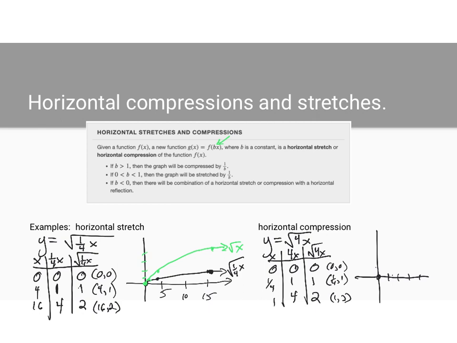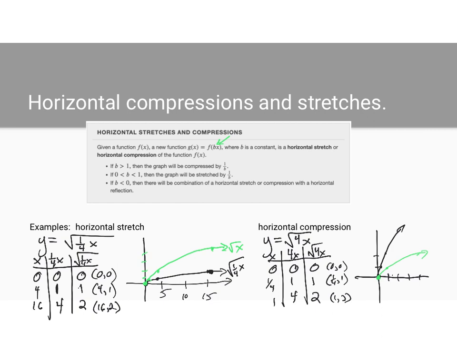it makes it look like it's spiking up sooner, right? So I plug in 1 and I go up 2. So it's going up way more. Whereas my previous graph would have been 0, 0, 1, 1, 4, 2. So horizontal compression kind of squashes it in, and a horizontal stretch kind of pulls it stretched out wider.